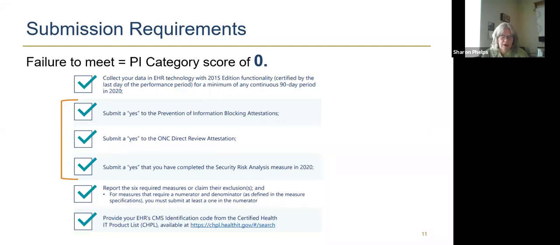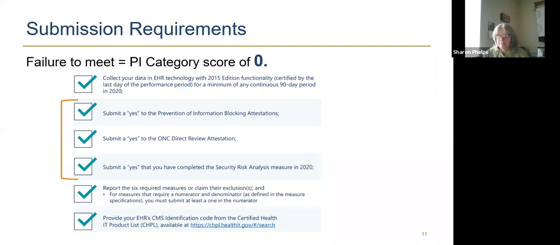We've talked a little bit about that. The second item is you have to submit yes to the prevention of information blocking and the ONC direct review attestation. And we're going to talk about that on the next slide. The next thing you have to do is you must complete a security risk analysis in the calendar year, and you have to be able to say yes to that.